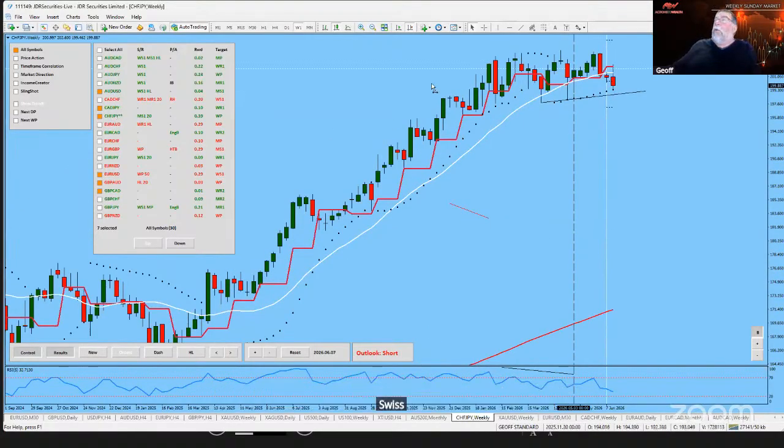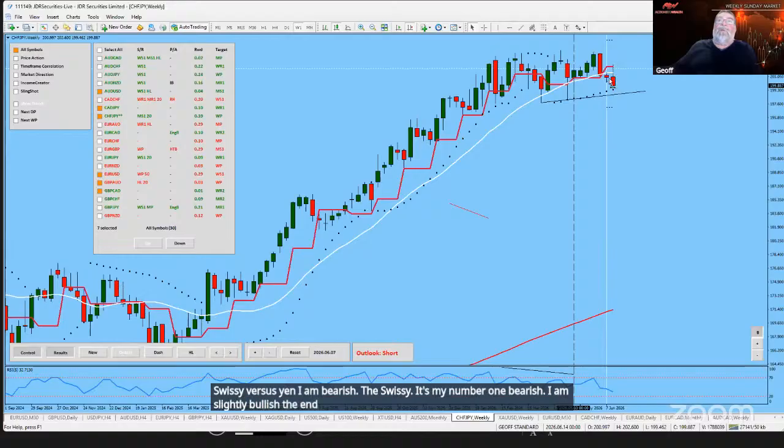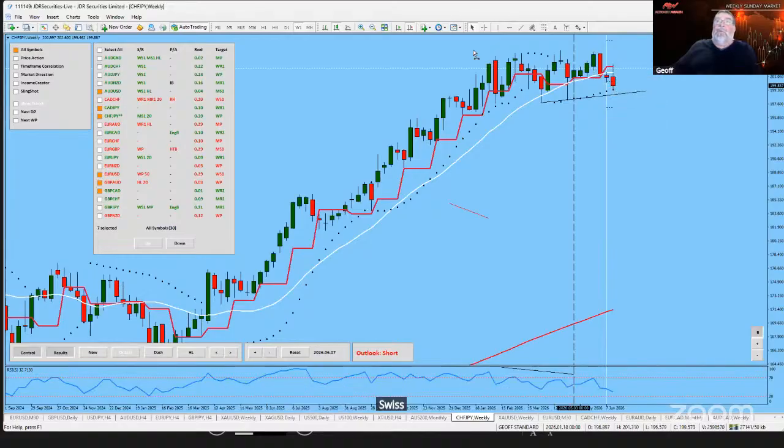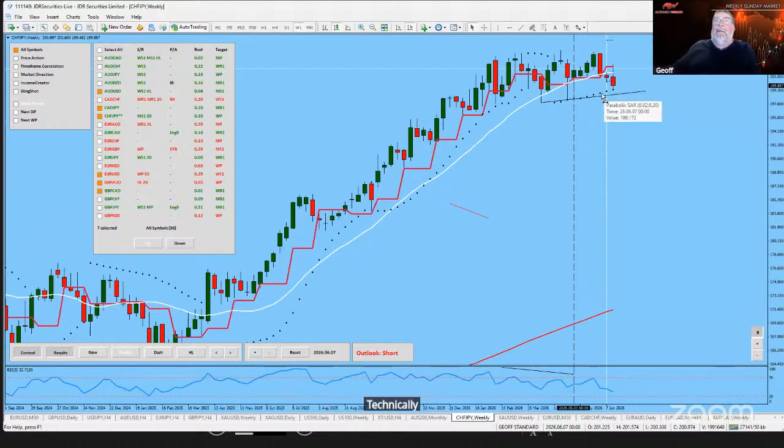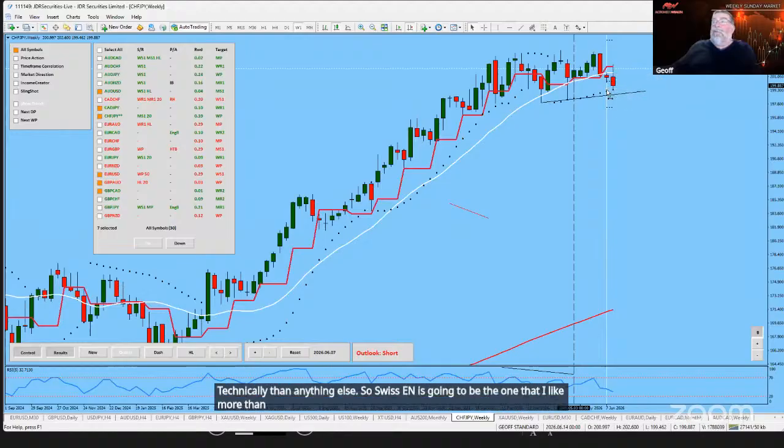Swissy versus the yen. I am bearish the Swissy. It's my number one bearish. I am slightly bullish the yen, so this would be the one that attracts me more than any other. Swissy versus the yen short, I think there's a very, very good resistance area that we're trading from. It is certainly counter trend, but I think this one has got more potential from my analysis technically than anything else. So Swissy yen is going to be the one that I like more than anything else.